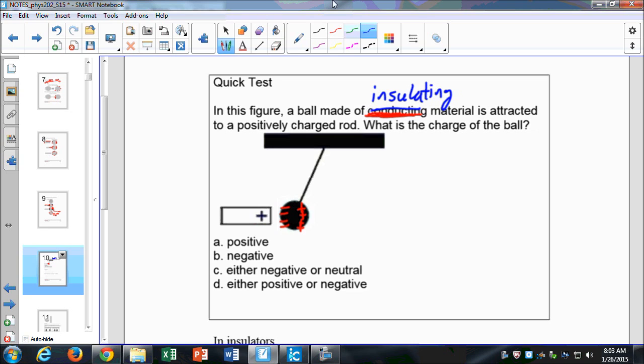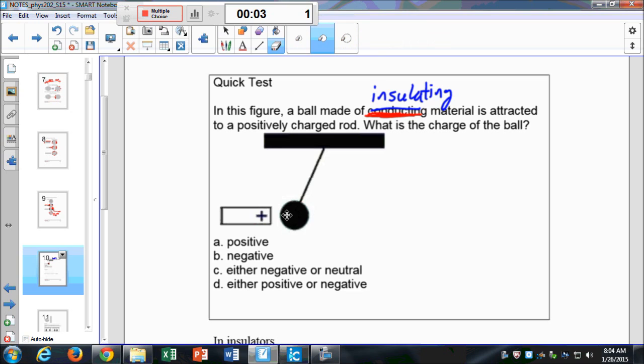And let's try it again. If I instead have an insulating material, a perfectly insulating material, what is the charge of the ball? Is it positive, negative, neutral, or positive or negative?